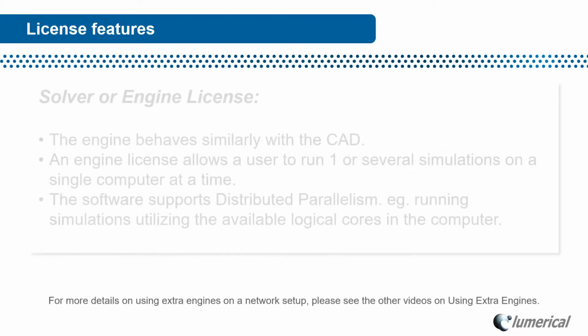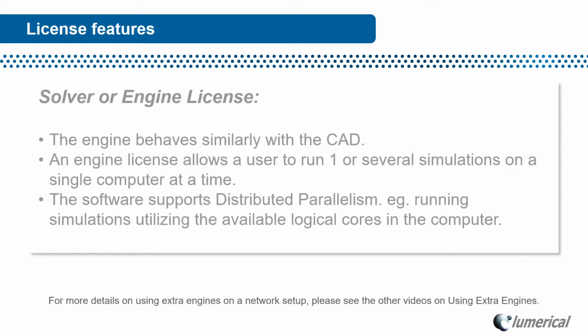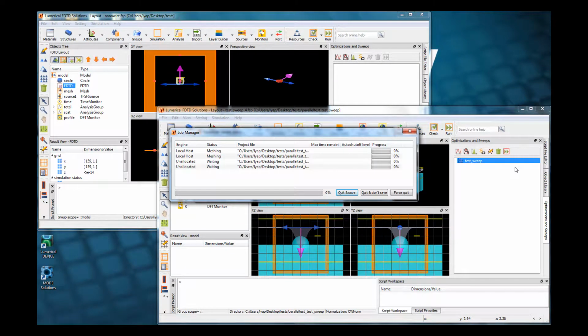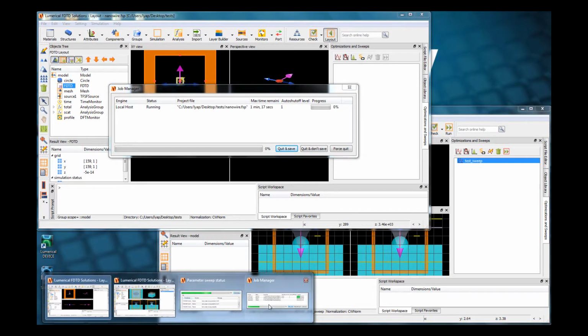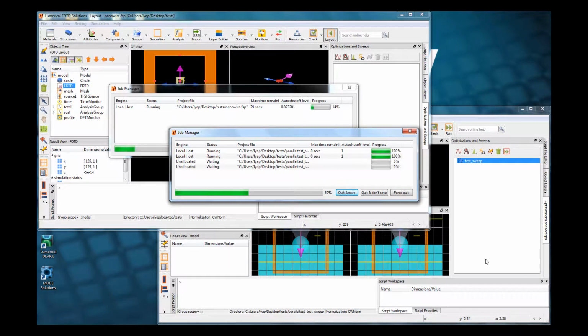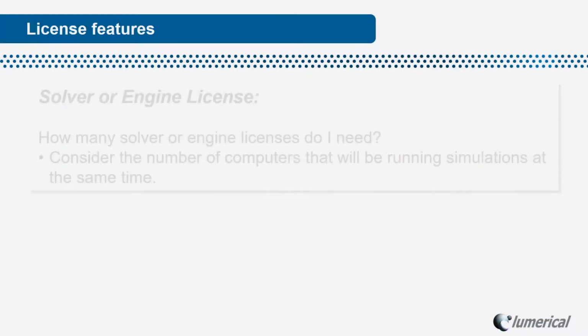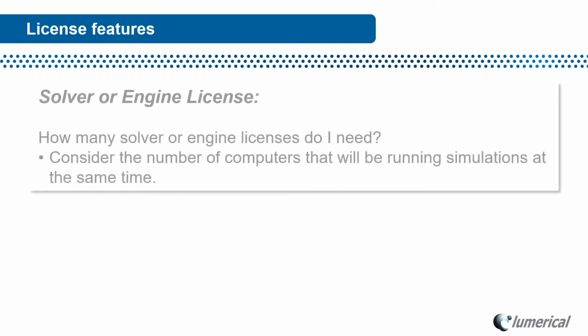Next, we have the solver, or engine component. The engine behaves similarly to the CAD. Each engine license allows a user to run one or multiple simulations on a single computer. These licenses also support distributed parallelism. For example, you can run a simulation in parallel using multiple cores and multiple processors with a single license on one computer. To determine the number of engine licenses, consider the number of computers that will be used to run your simulations at the same time.